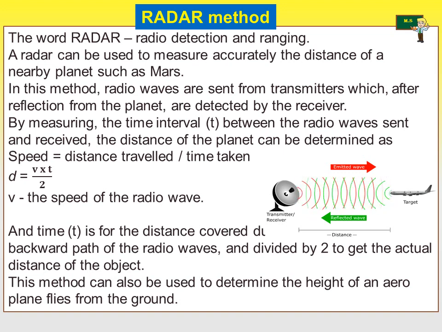Can any one of you tell me? Because we have to account for the transmitting time and the receiving time. Now V is the speed of the radio wave, students, and time t is for the distance covered during the forward and backward path of the radio waves, which is divided by 2 to get the actual distance of the object. This radar method can also be used to determine the height of an aeroplane which flies from the ground.